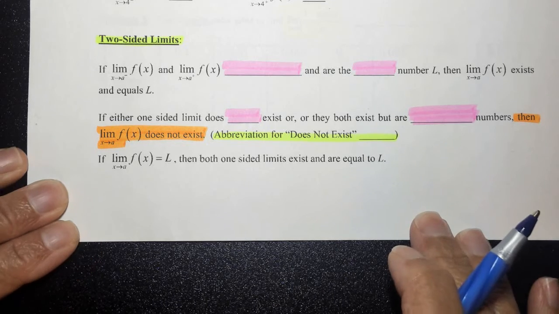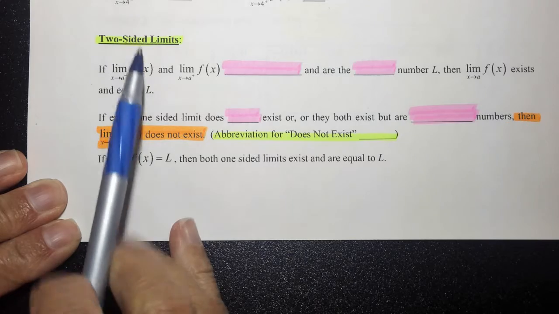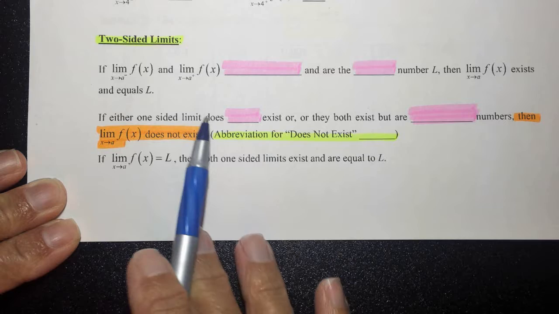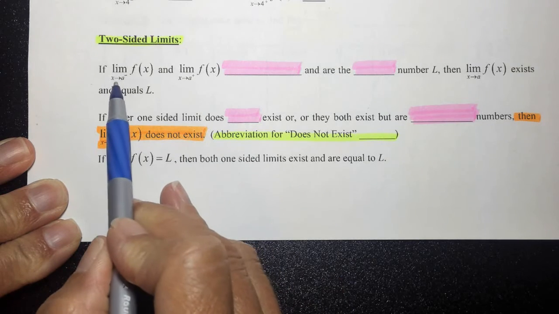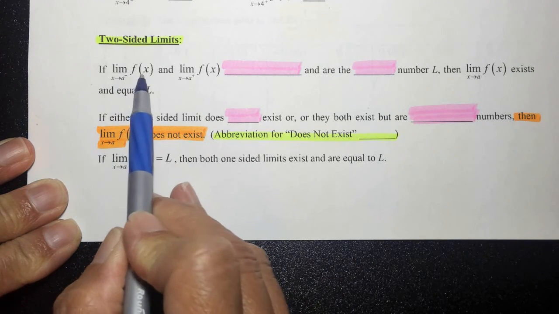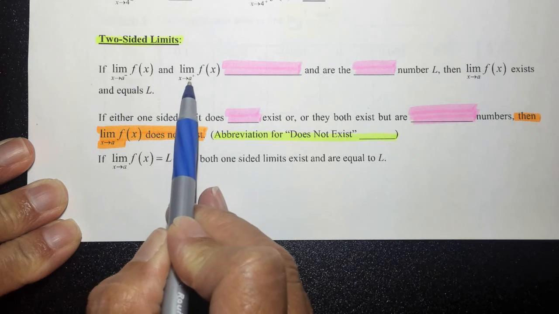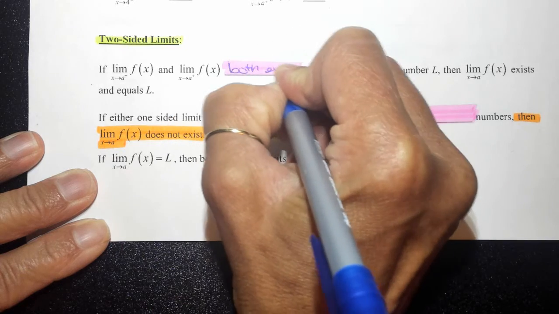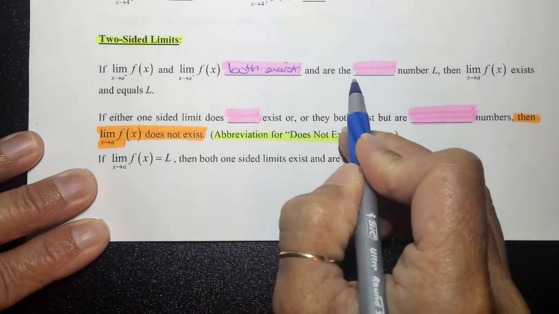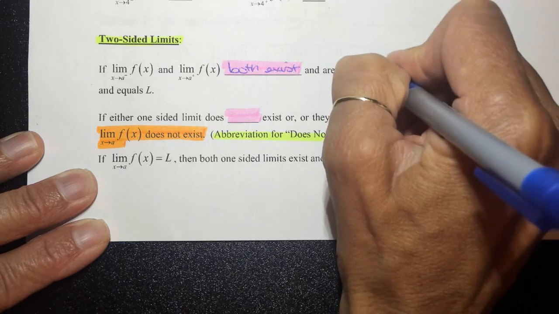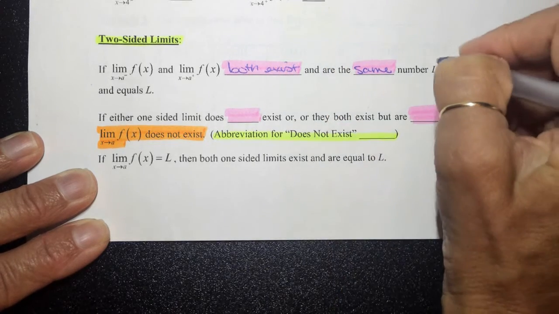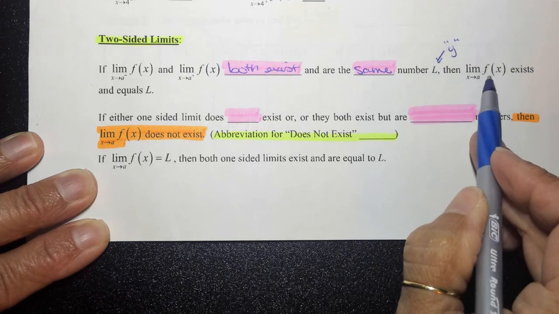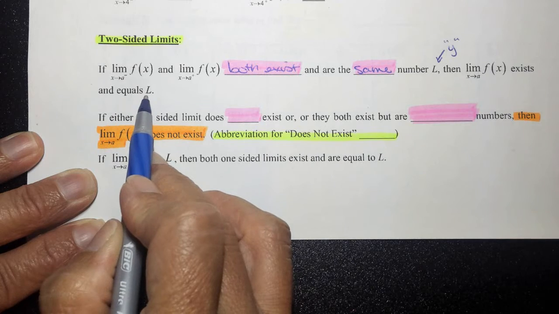Now we're taking a look at two-sided limits, meaning we will use the concept of one-sided limits to evaluate two-sided limits. So let's go through the definition here. If the limit as x approaches a from the left of f of x and the limit as x approaches a from the right of f of x both exist and are the same value or number L, which remember is your y, then the limit as x approaches a of f of x exists and is equal to that same value L.